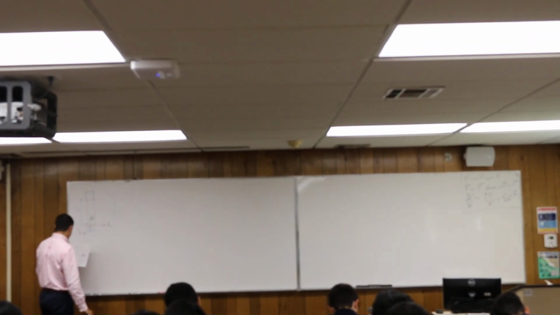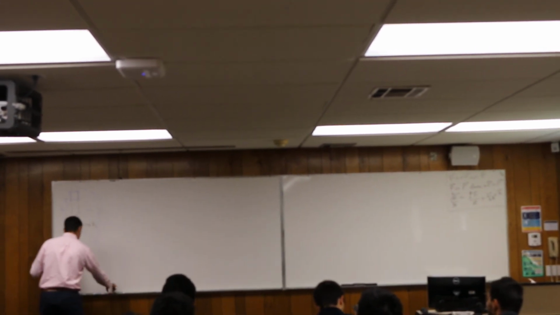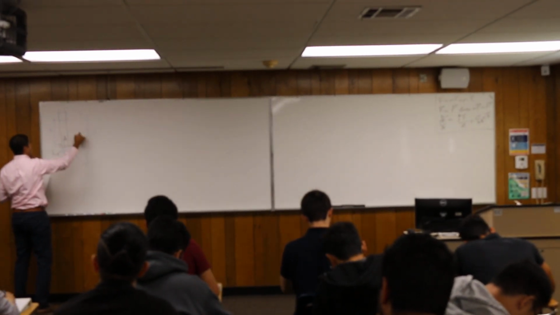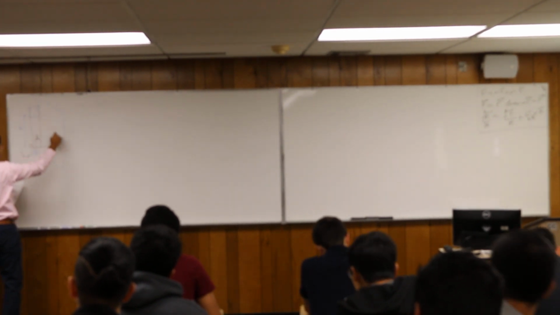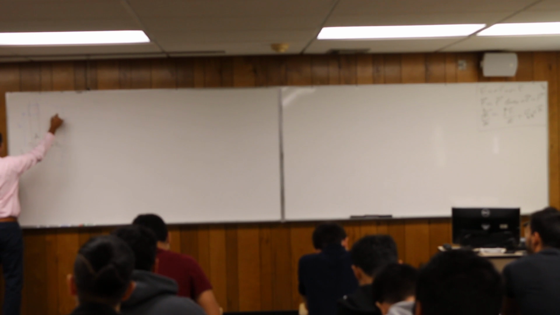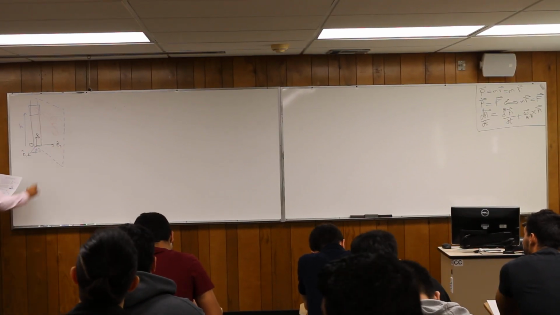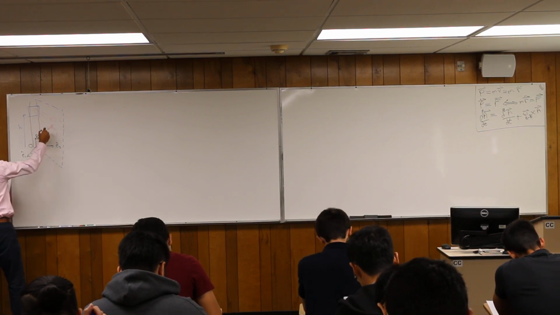We have another bar that is making an angle, making an angle theta. Now we have this small ring P.